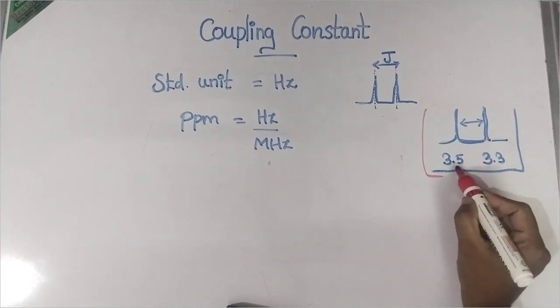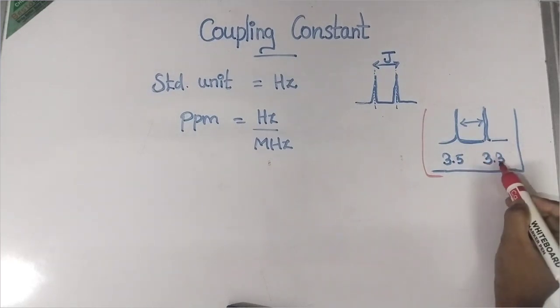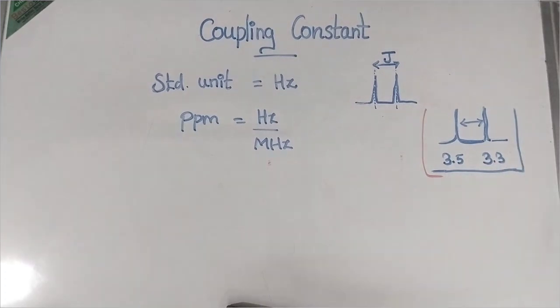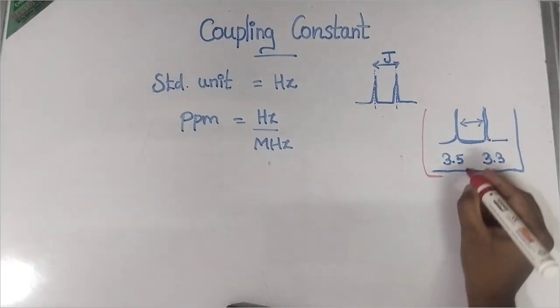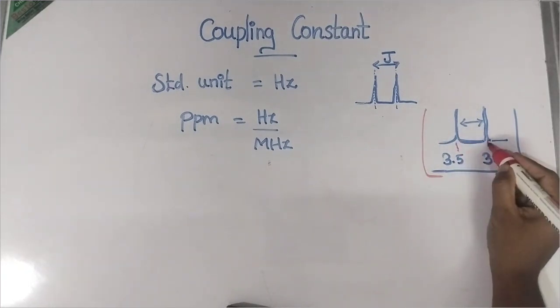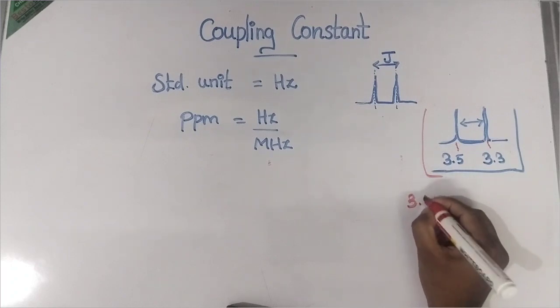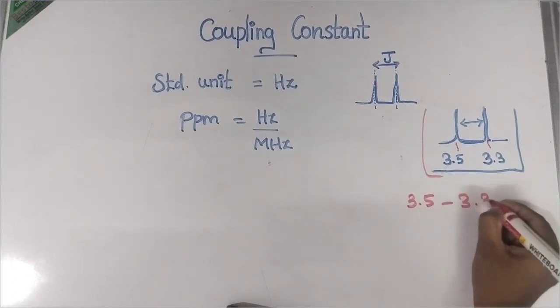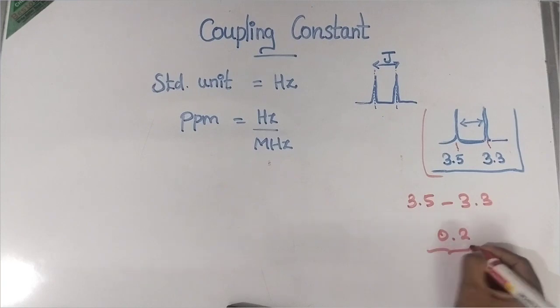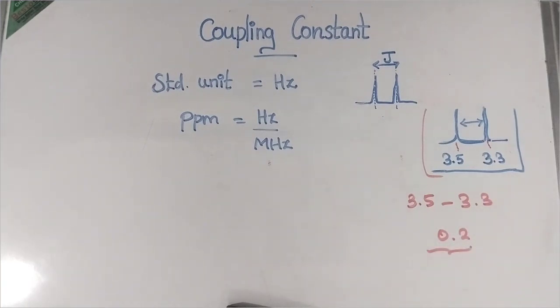So see here, in this case it will be very simple if you see the example. In this case it is 3.5, right? The chemical shift value of this peak is 3.5 and here it is 3.3. So how will you find out the coupling constant? I told you it is the distance between the centers of the two peaks. Hence this is 3.5 and this is 3.3. So you have to subtract it, right? 3.5 minus 3.3, it is 0.2. This is how you have to find out.